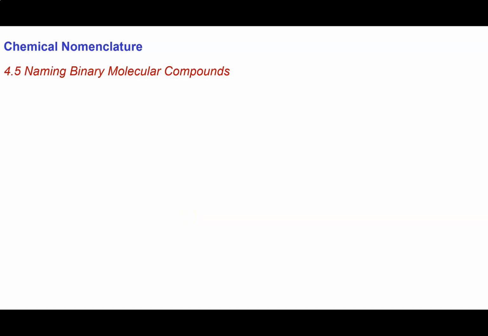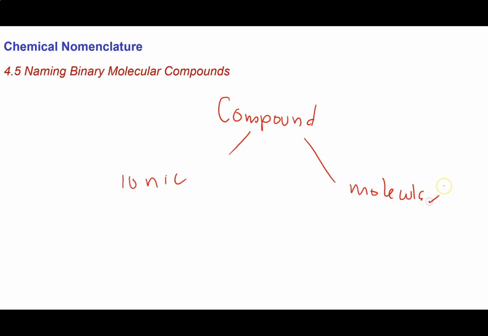So when we name compounds, we mentioned previously that the first decision that we have to make is: is the compound ionic or is the compound molecular? We then said if we decide that the compound is molecular, we have to decide, is it an acid or is it not an acid?